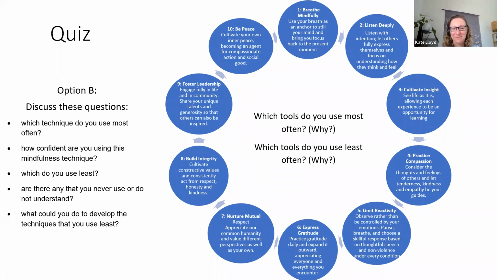I think we do often think it and then assume that people can read our thoughts. Agnes. I'm attracted to the things that I find difficult. So things like listen deeply, limit reactivity, and express gratitude, I think are things that are all challenging.